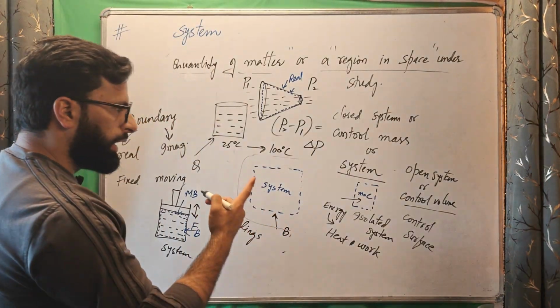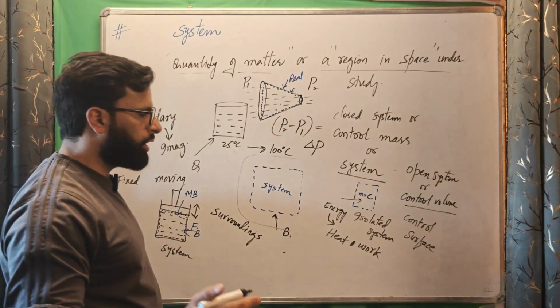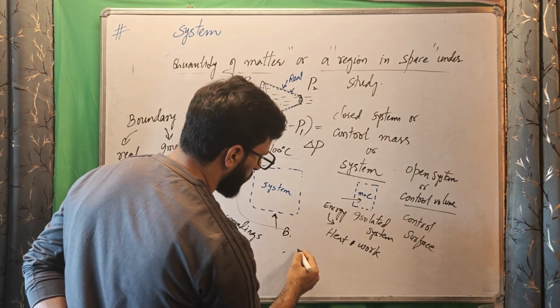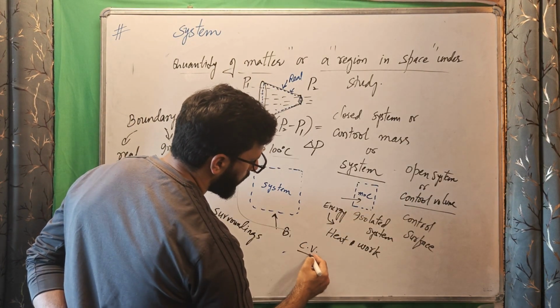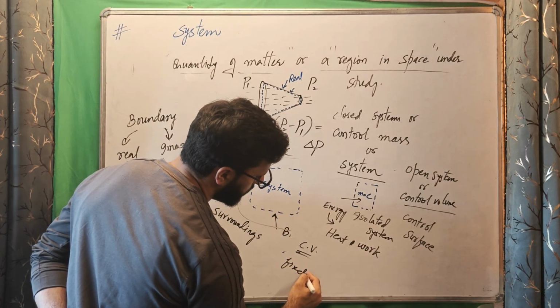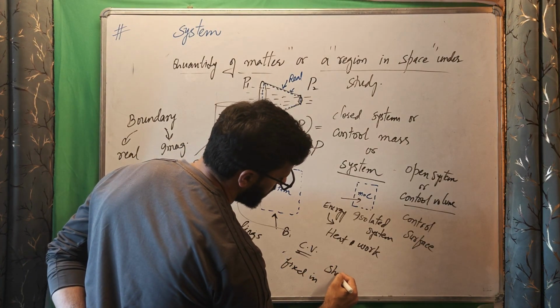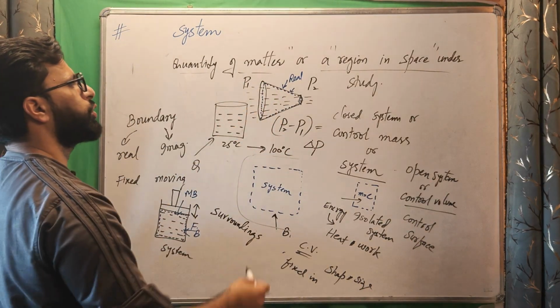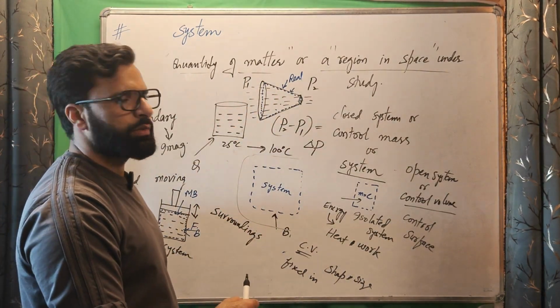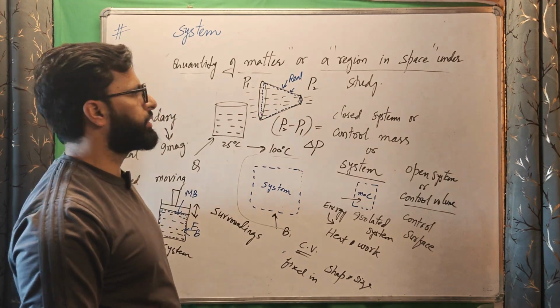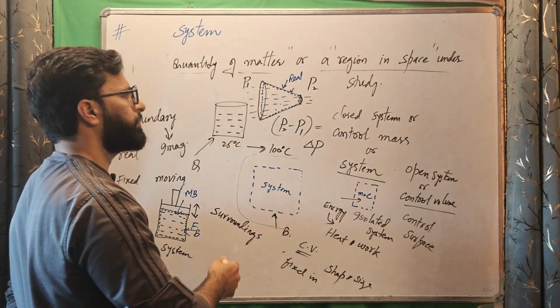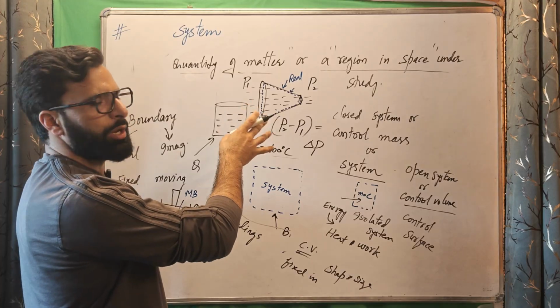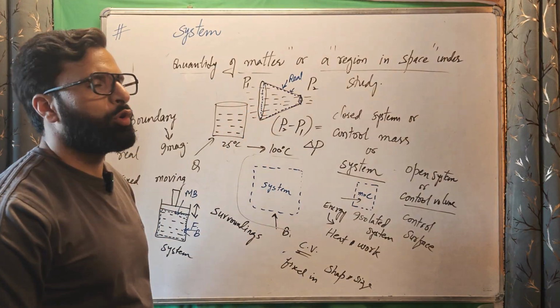Now, just like the boundary, if we talk about control volume, it can be fixed in shape and size, like this. This is a control volume. The nozzle shape is fixed. The nozzle itself is fixed. Shape is fixed. Size is fixed. So it's a fixed in shape and size type of control volume.